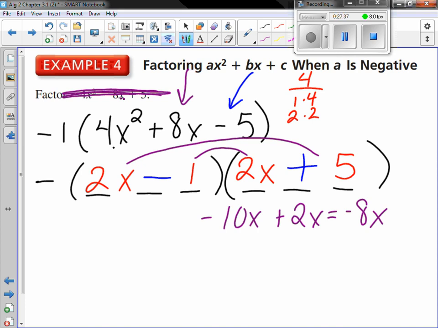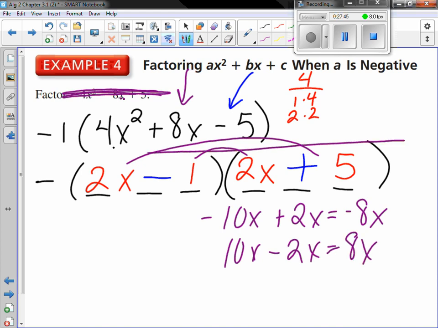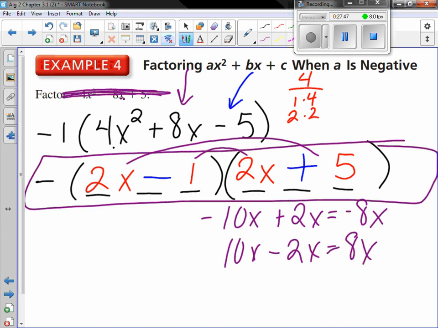So when we change it, we get positive 10x minus 2x, which gives us our positive 8x that we wanted. And that's it. So does having a negative a value really change much? No. It really doesn't change anything at all. We just factor out the negative 1 and then work it the exact same way.